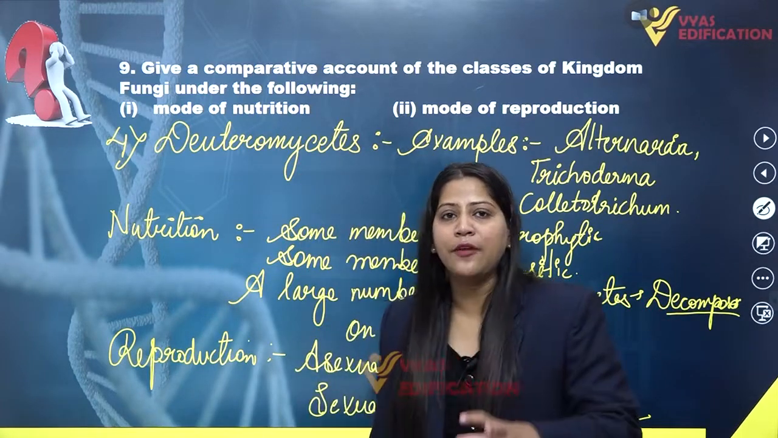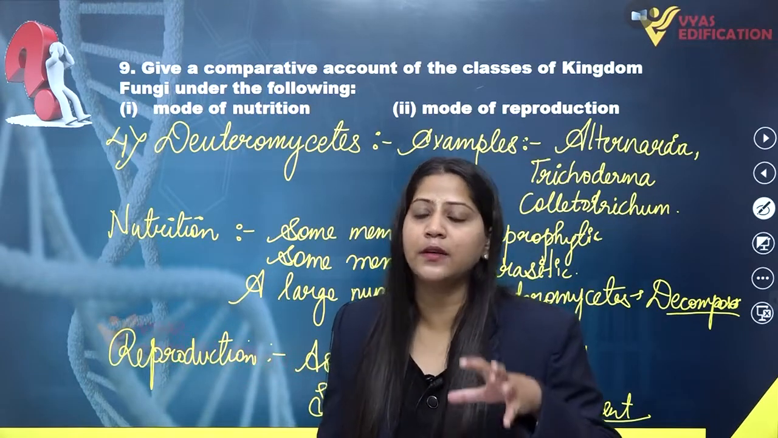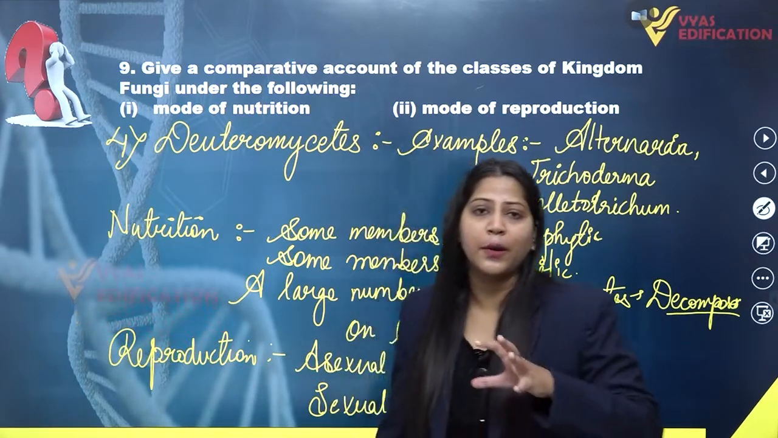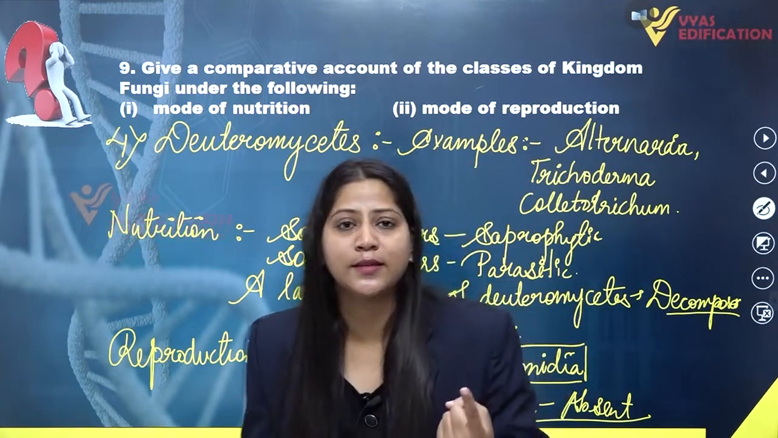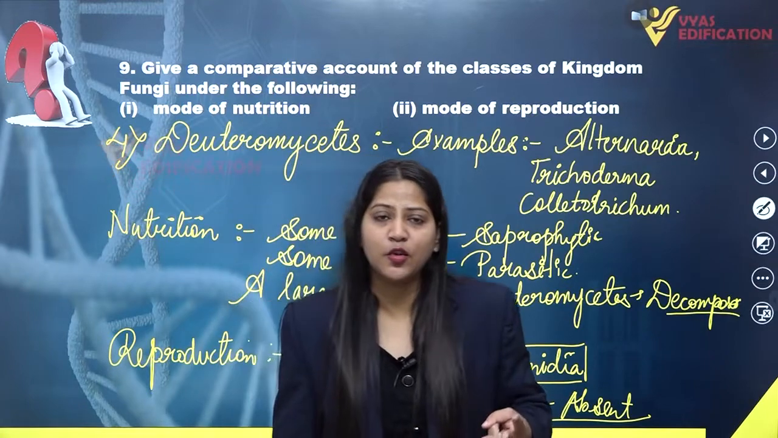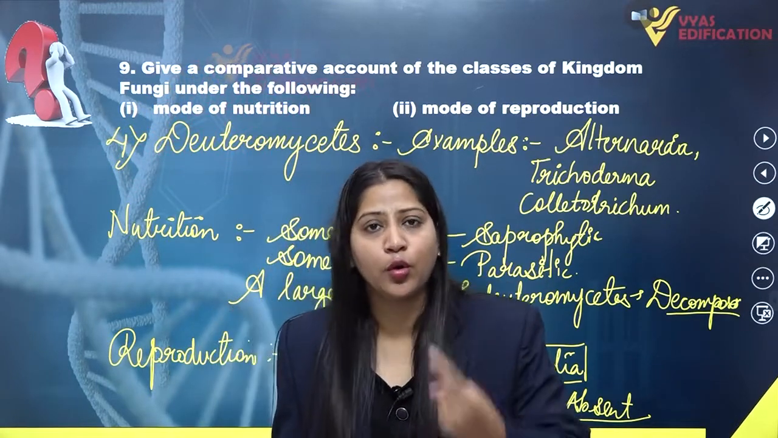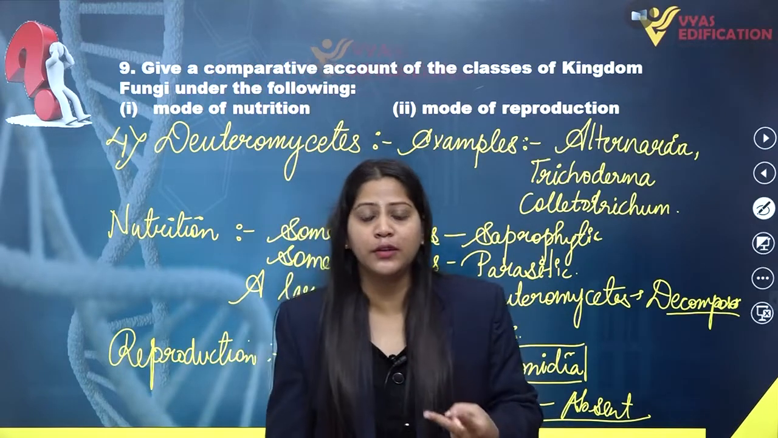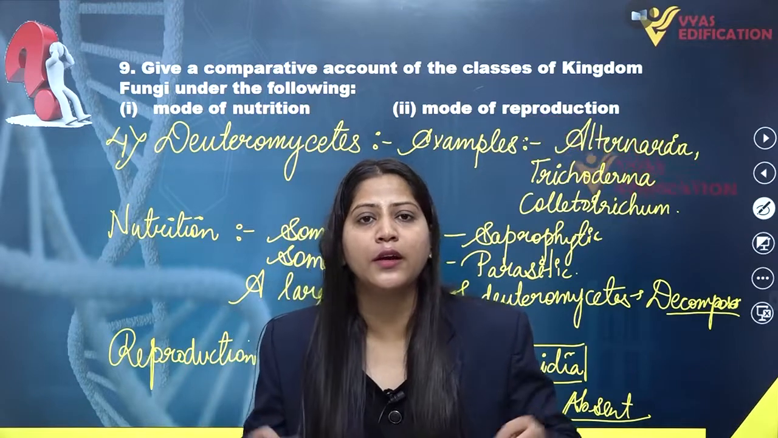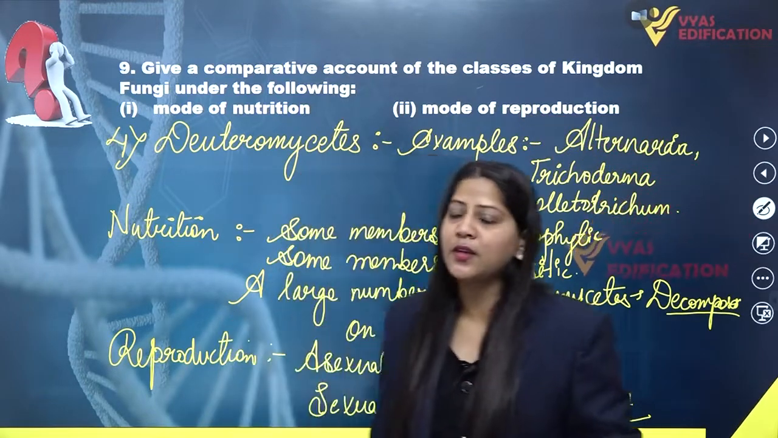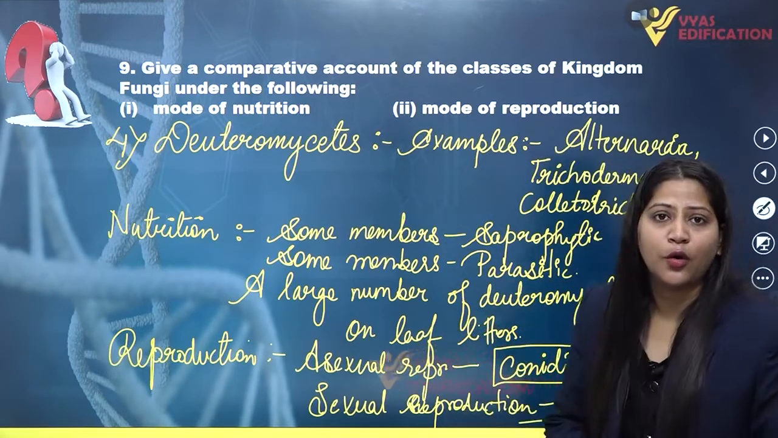So now we have completed this fourth and last class of fungi, and we have completed the answer of question number 9, which includes 4 classes of fungi, that is Phycomycetes, Ascomycetes, Basidiomycetes and Deuteromycetes. We have discussed the mode of nutrition and reproduction in all the classes of fungi. With this, we have completed question 9, and this is the complete solution of this question.